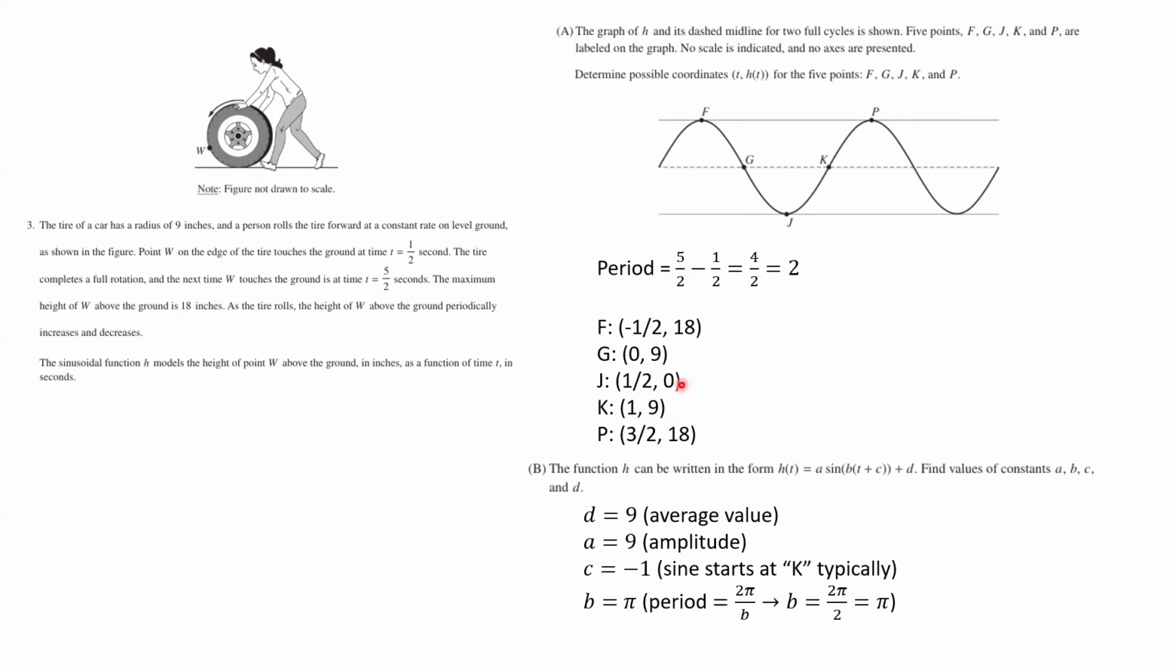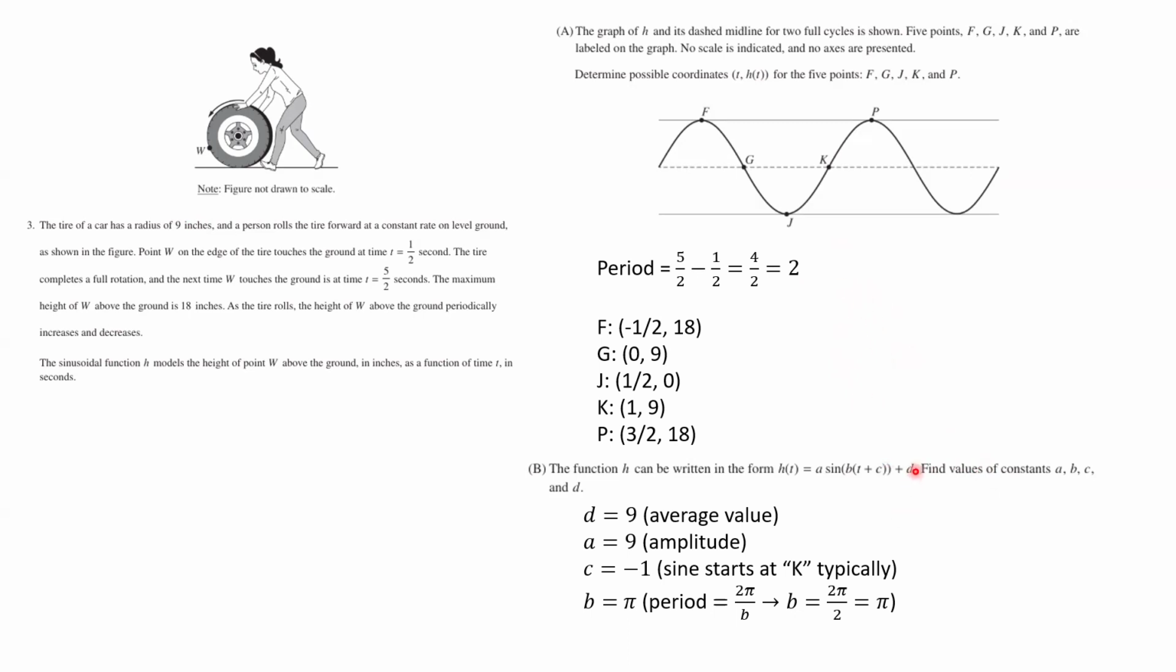All right, and then the reason why I put B on the same slide is because I need to visualize with the points and with this graph how to model this now. Then I'll ask you to model it as A sine of B times T plus C plus D. Okay, so usually I always take care of the vertical stuff first, because that's usually easier for me.